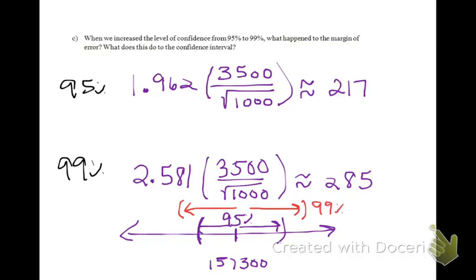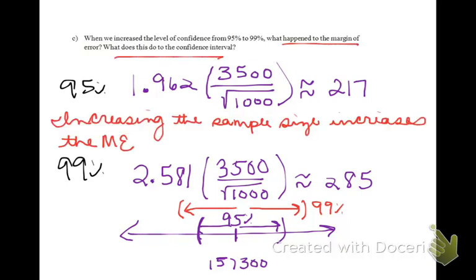So coming up here to the question, it says, what happened to the margin of error, and what did this do to the confidence interval? Overall, we can say increasing the confidence level increases the margin of error, forcing the confidence interval to get wider. This is a good bit of theory to be comfortable with. As you increase your confidence from 90 to 95 to 99, the confidence interval will get wider and wider. Gives you a greater chance of capturing that population mean.